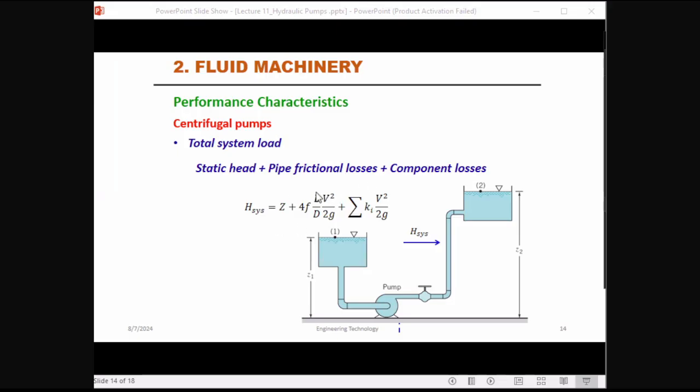We need to add these two parts. First one is due to friction losses. Second one we need to add due to component losses. We already know about it. Then finally you can calculate the static head, sorry, system head. Then according to system head, you can identify the pump requirement for your system.